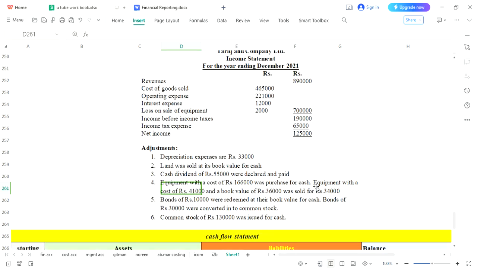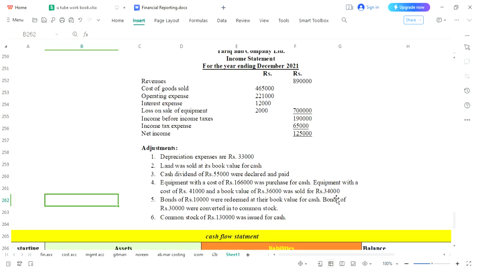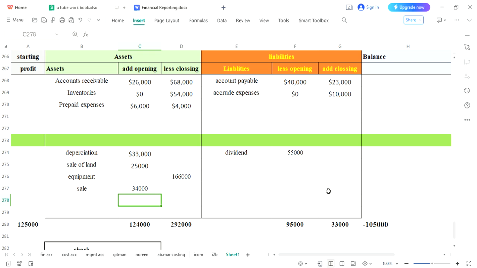Next step is equipment with the cost of 41,000, book value 36,000, sold for 34,000. It means you have received 34,000 as cash. This is your sale. The next thing, please note, the value was 36 but sold for 34. It is unfavorable. We will not be happy to see this situation because an asset of higher value has been sold for a lower value. So the difference of these two, 2,000, is loss. Loss is non-cash and non-cash is added. So 2,000 would be added over here.